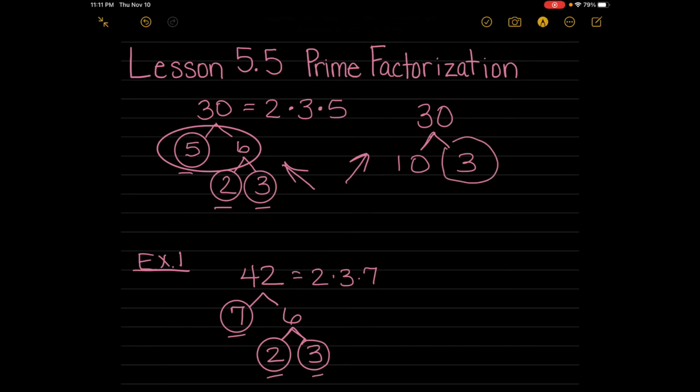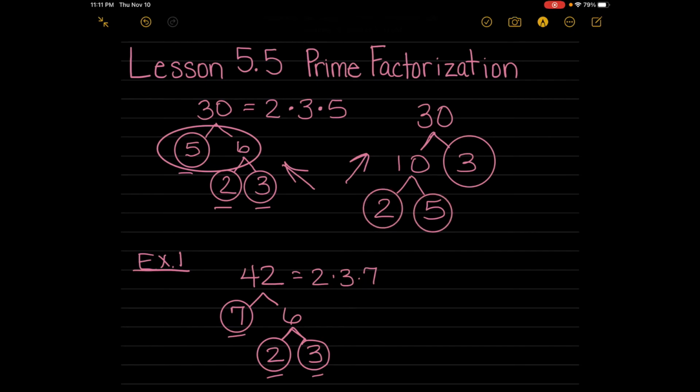So 3 is prime, so you're going to circle that 3. It's kind of a big circle. 10 is not prime, so I'm going to make more branches. So when I make the more branches, I'm going to do 2 times 5, because that equals 10. And then I'm going to circle those, because both of those are prime.